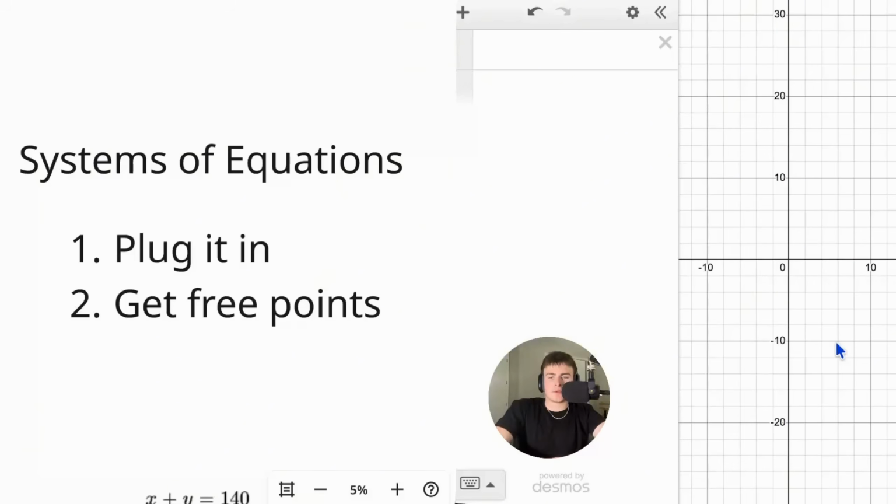Next one is systems of equations. Now, these are just as easy as single variable equations. You should never, ever, ever get these wrong. These are the freest points of all time, as I have written here.